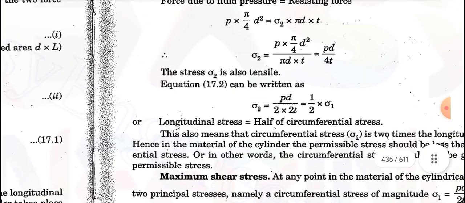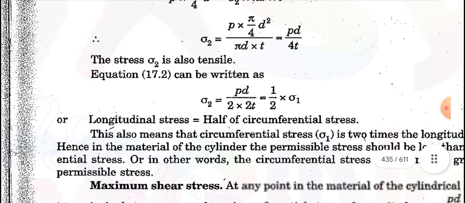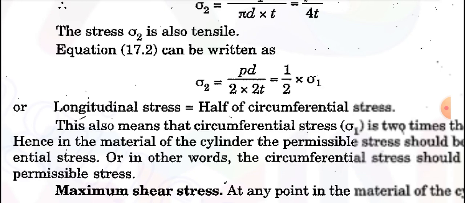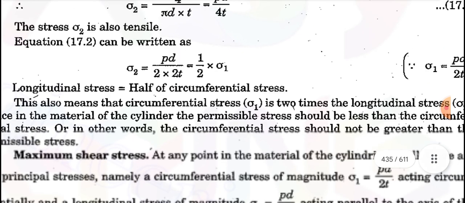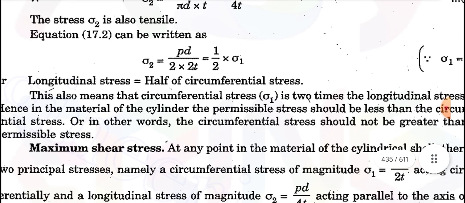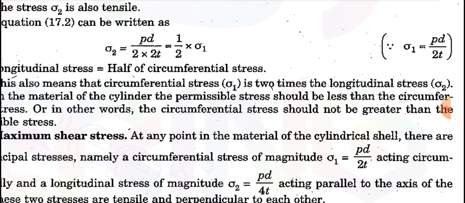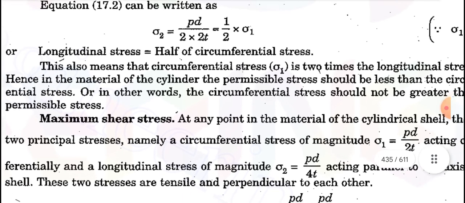And the longitudinal stress is PD by 4T. The longitudinal stress is sigma 2. Sigma 2 represents the longitudinal stress, that is PD by 4T, which is half of the circumferential stress. The longitudinal stress value is always half of the circumferential stress.